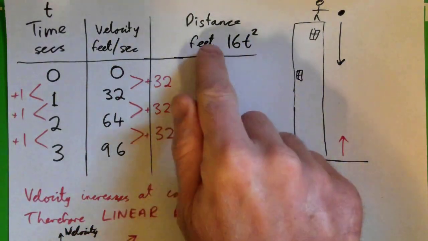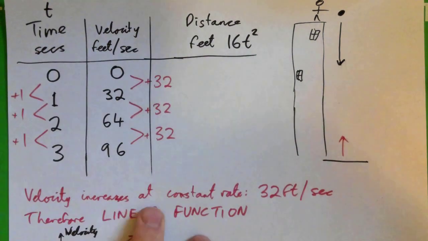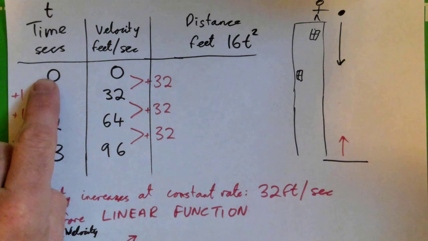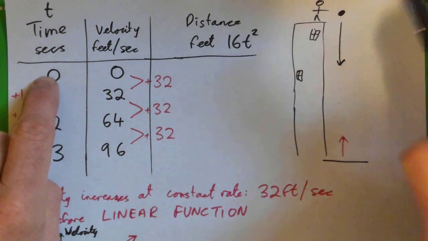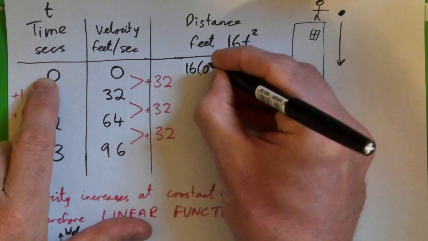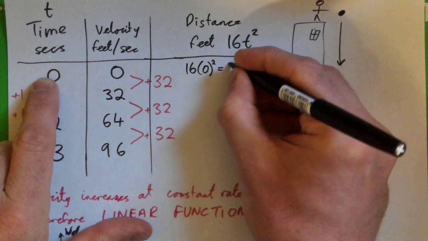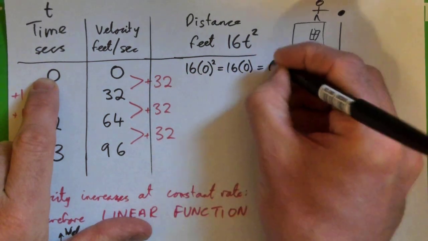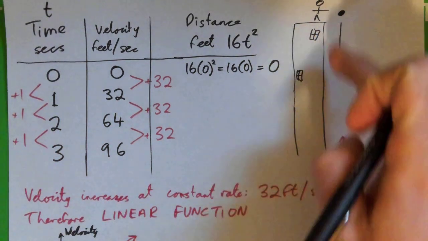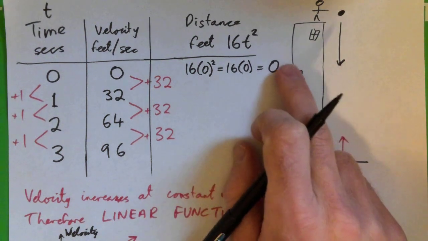So let's look at that. I'm just going to plot it on the table. Same thing. So I'm going to say after 0 seconds, the instant that you let it go, the distance is just 16 times 0 squared, which is 16 times 0, which is 0. It hasn't gone anything. That very instant you let go of the rock from the top of the building, it hasn't gone anywhere, so the distance is 0.